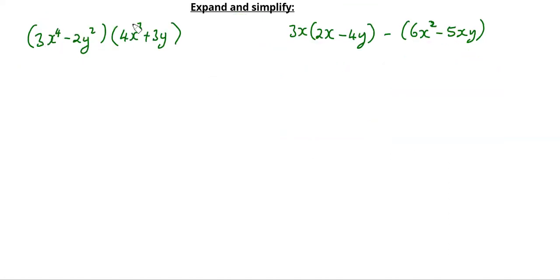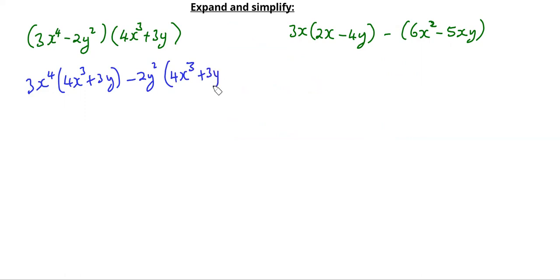We have also binomials multiplying each other here, but in this case, we can see that we've got the exponents here. You can see their order. It's actually 4 and 3. Then here we're going to have 3x to the power 4 multiplying everything in the second bracket, 4x cubed plus 3y. Then here minus 2y squared is also going to multiply the same bracket here, which is 4x cubed plus 3y.